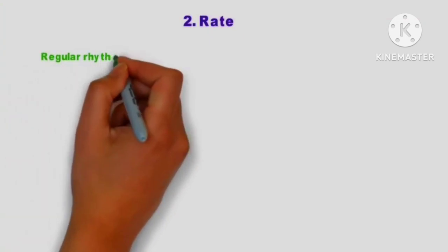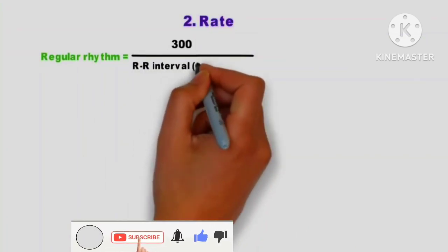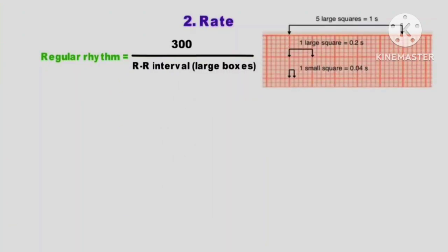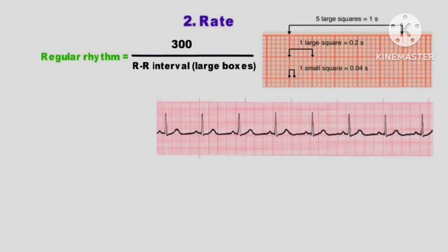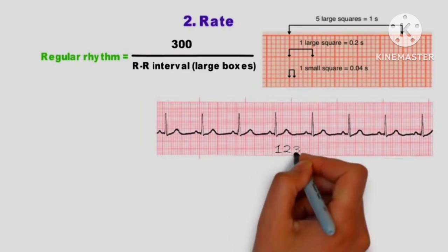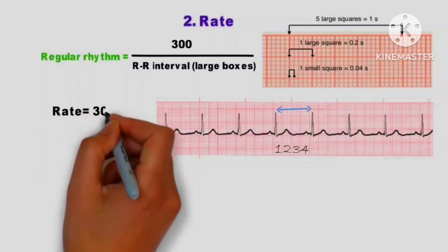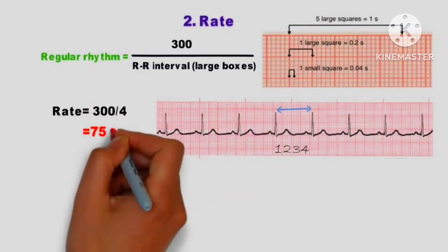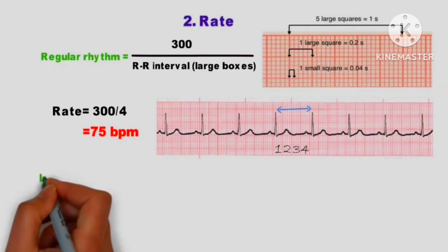Step 2 is to calculate heart rate from an ECG. If the rhythm is regular, heart rate is calculated by 300 divided by the number of large boxes between RR intervals. And this is an ECG graph paper. If the speed or calibration of the ECG machine is 25 mm per second, then one small square corresponds to 0.04 second and one big square to 0.2 second. So, 5 large squares is equal to 1 second. Now in this normal sinus rhythm ECG, there are 4 large boxes between RR intervals. So the rate will be 300 divided by 4, which comes out to be 75 beats per minute.